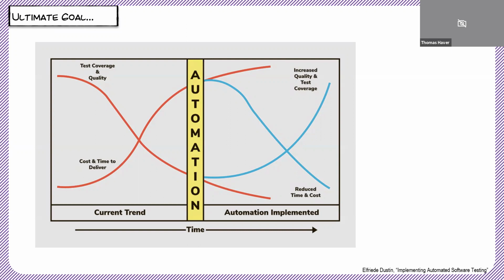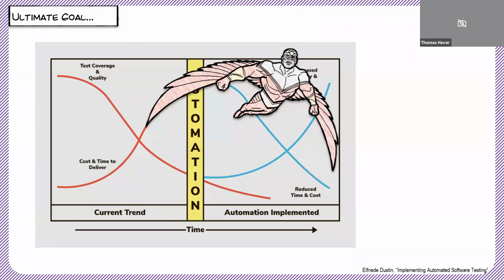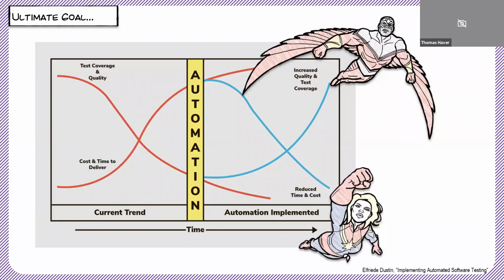Here again is something I take historically, from the early 2000s, from Dustin's Implementing Automated Software Testing: as an application grows, the cost and time to deliver increases, and your concomitant test coverage and quality drops. At a certain point, if you implement automation, then magically you reduce the time and cost to test while at the same time increasing your quality and test coverage. But it's not simply a matter of choosing an out-of-the-box tool, selecting a vendor, or bringing in someone who knows test automation and immediately being successful.